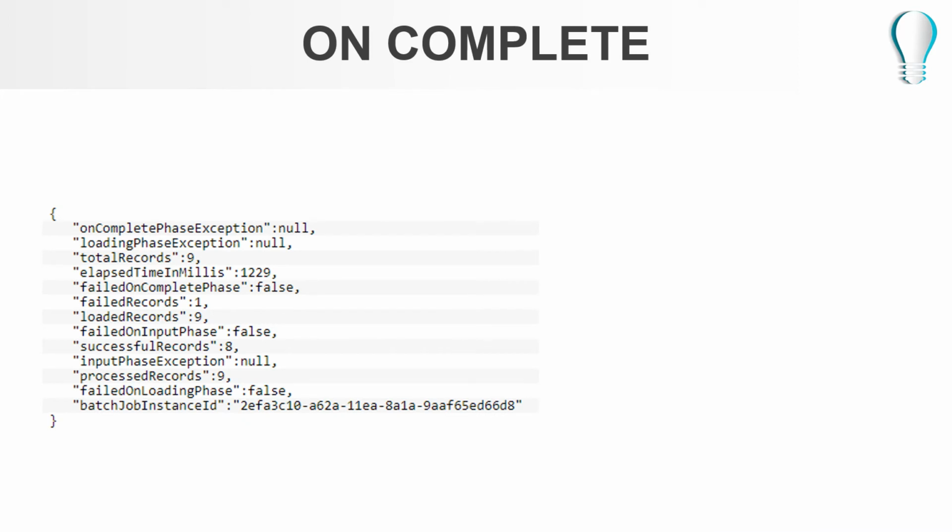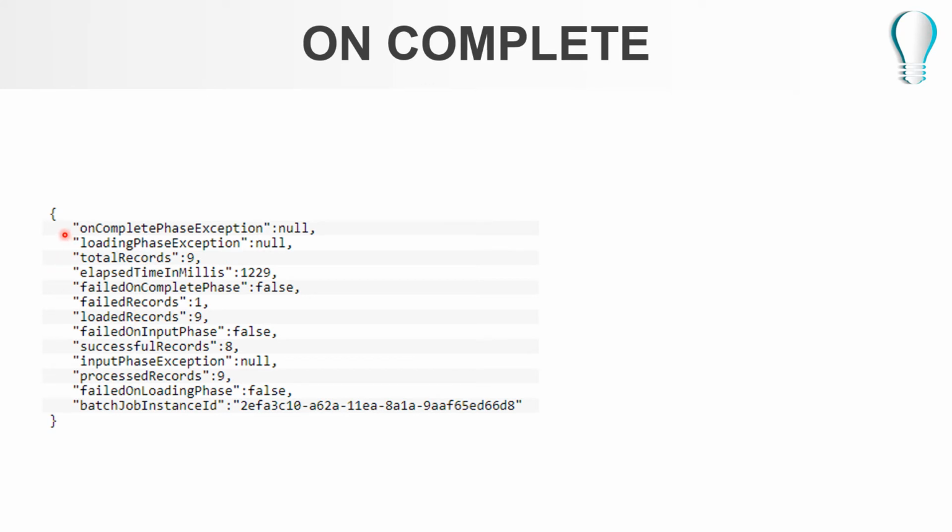And the last one is the on complete phase. This is an optional phase, and it executes last, when all the records are processed. This phase can provide the inside stats for the batch processing, where we can log, process reporting, or email the stats. If we convert the stats payload to JSON, you can see a payload like this.